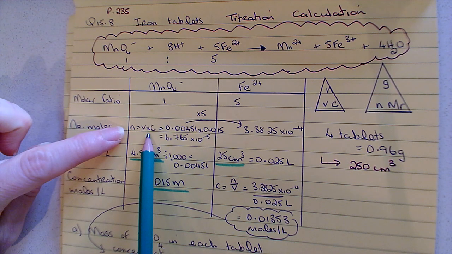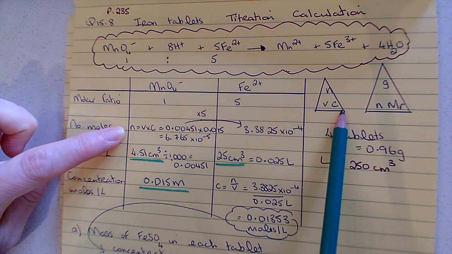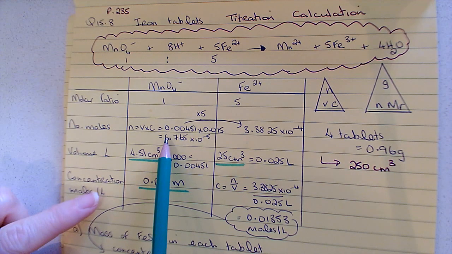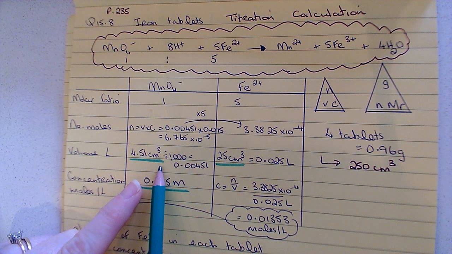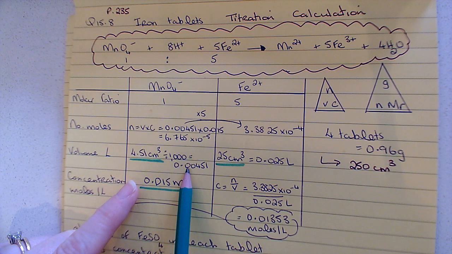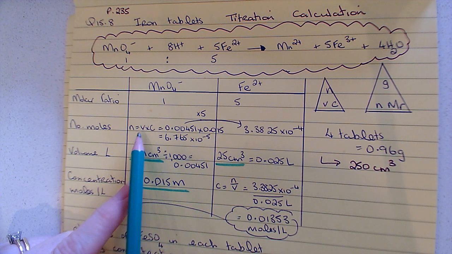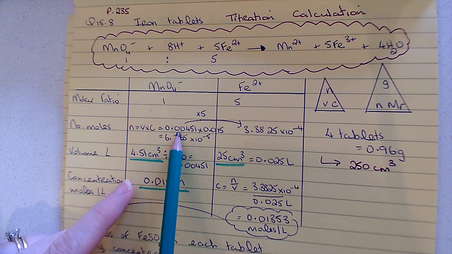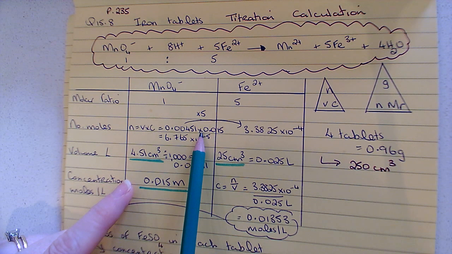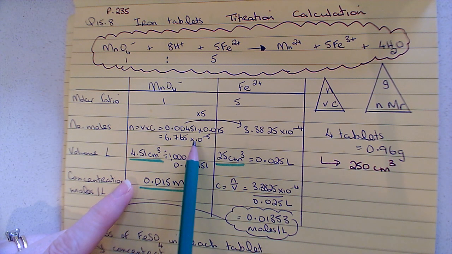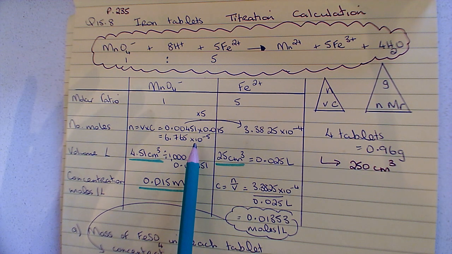So the first thing we're going to do is work out the number of moles of the permanganate. Using my not very complicated triangle, number of moles is volume times concentration. My volume in litres, 4.51 cm³, is 0.00451 litres. So I multiply 0.00451 times the concentration, 0.015, and I get 6.765 × 10^-5. Leave that number on the calculator.